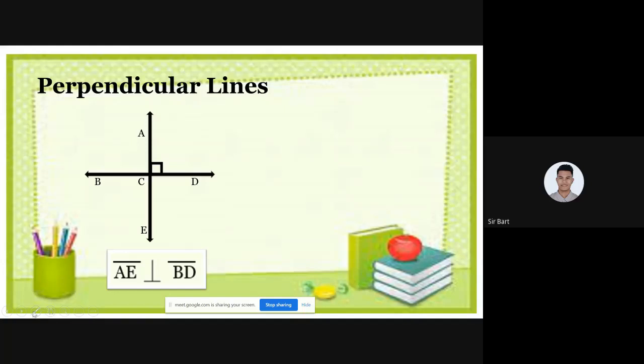We have a theorem. If two lines form one right angle, then they form four right angles. Okay, so this line AE is perpendicular to line BD, and they form one right angle. Therefore, they form four right angles. We have angle 1, angle 2, angle 3, and angle 4. All these angles are right angles, and they measure 90 degrees.